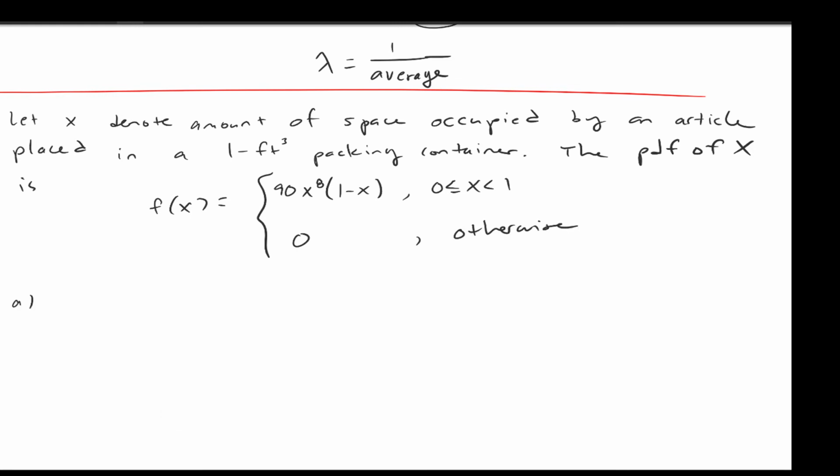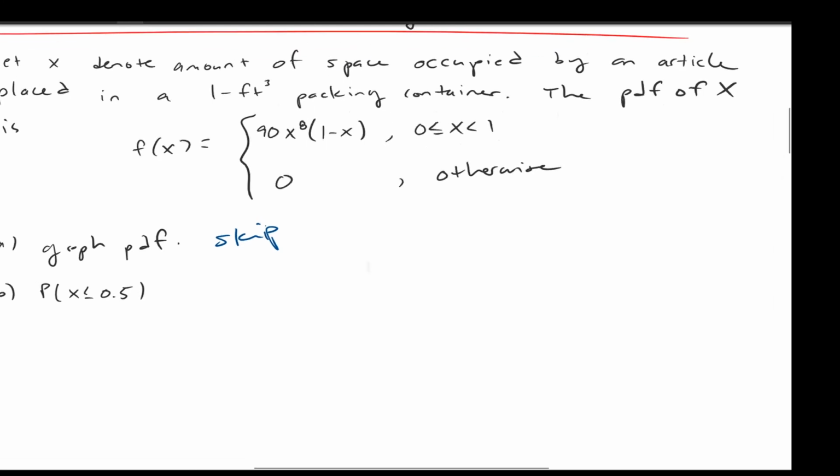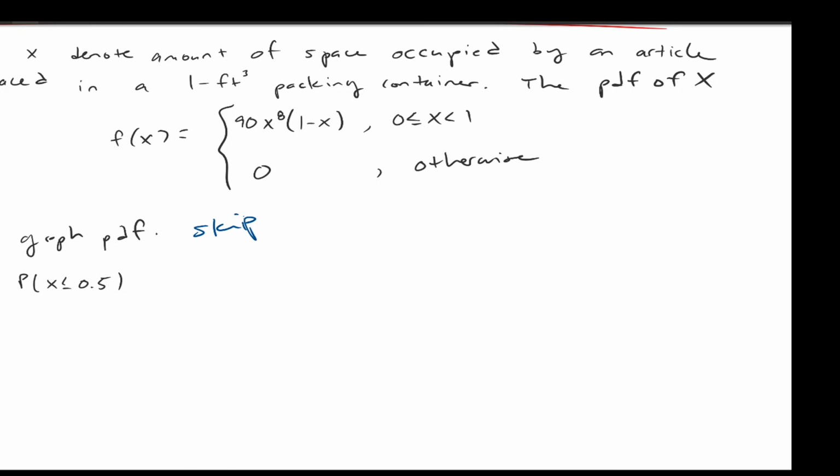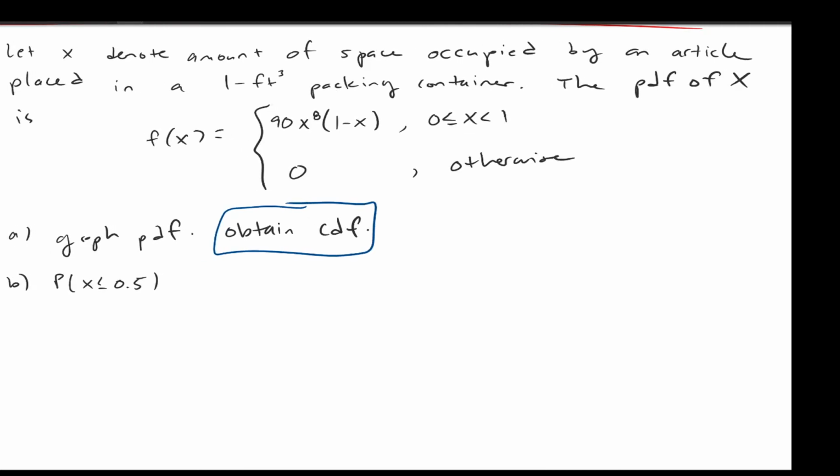Part A says graph the PDF. We'll skip that. Sorry, hopefully you're not offended. I'm skipping the graphing part. Part B says, what is the probability that x is less than or equal to 0.5? Well, I won't skip part A. I will do the part that says obtain a CDF. We'll do that. Part B says find the probability x is less than or equal to 0.5.